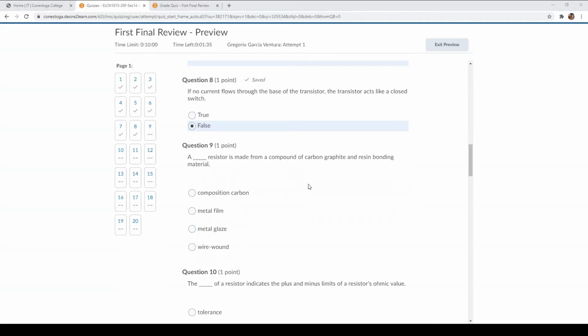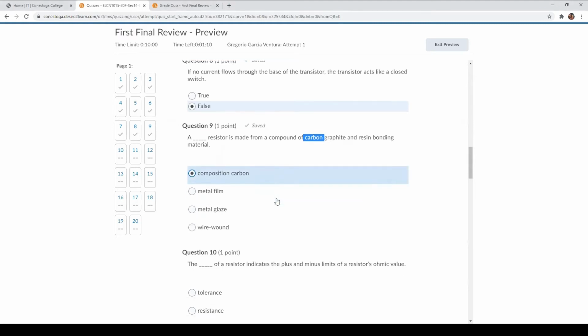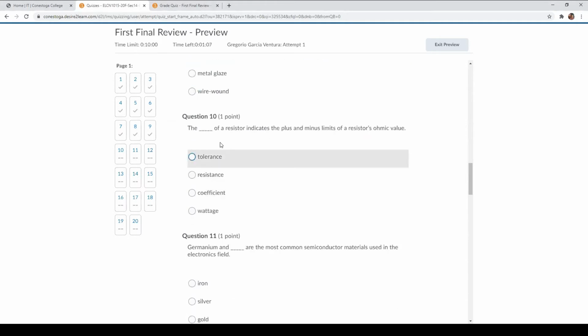In question number 9, we have a resistor made from a compound of carbon graphite and resin bonding material. What is it called? Well, it cannot be metal film, metal glaze, or wire wound. The carbon is giving away the answer. So it's a composition carbon resistor. As we keep going into question number 10, the blank of a resistor indicates the plus and minus limits of a resistor's ohmic value. We know that that is the tolerance.